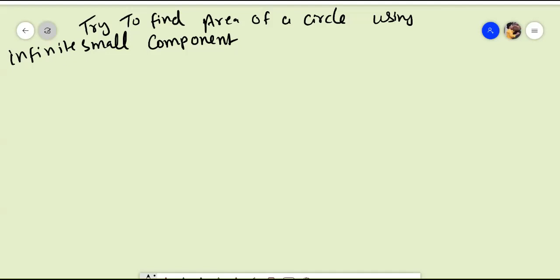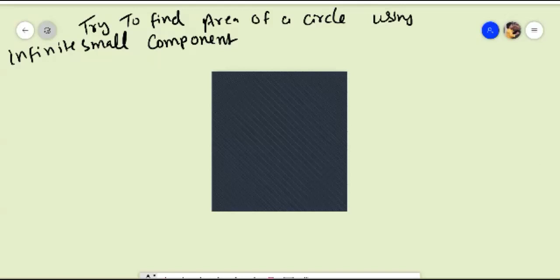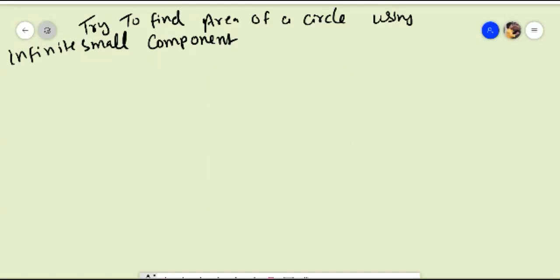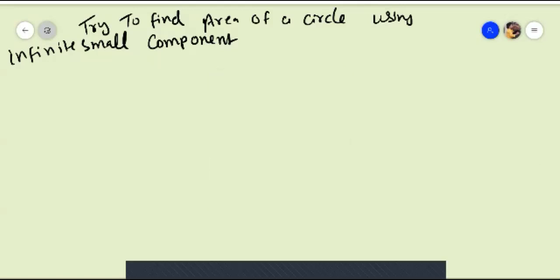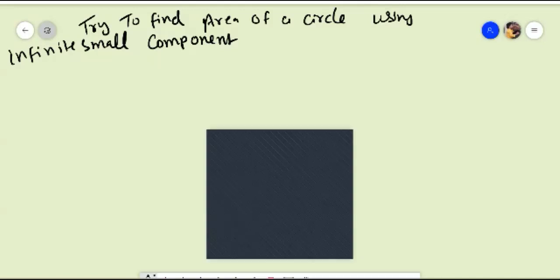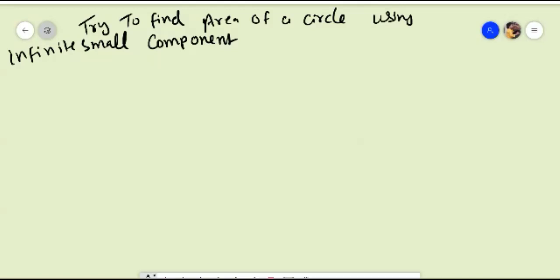Okay, infinite small components. Infinite small components. Try to find the area of a circle using infinite small components of the cylindrical coordinate system.